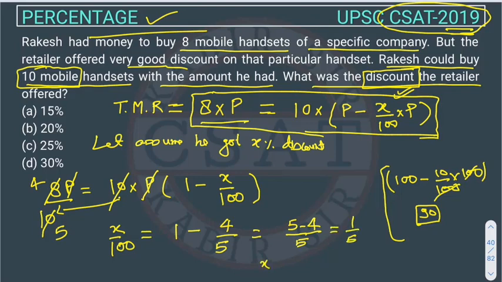Now X is equal to 100 by 5. So this will cancel to 20. So X will be 20. So this is the 20% discount offered to Rakesh, right? So the answer of this question is B.